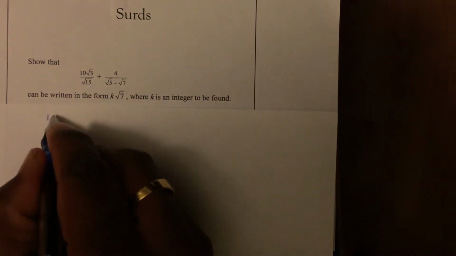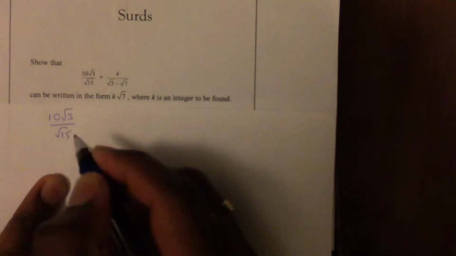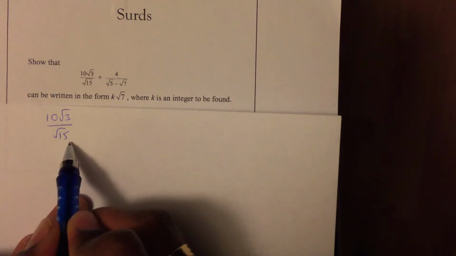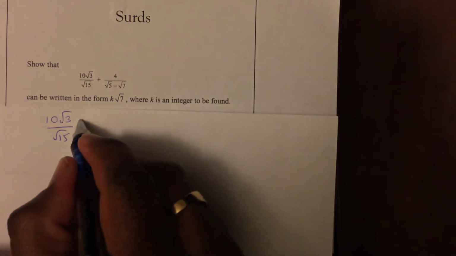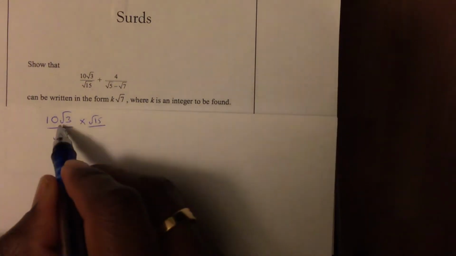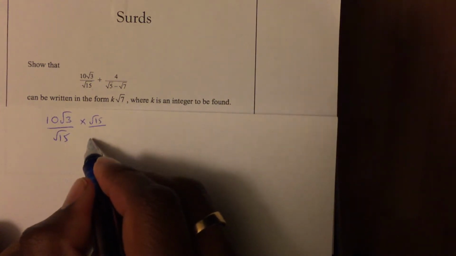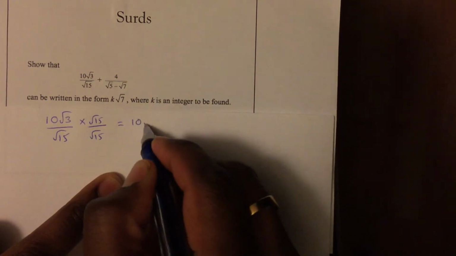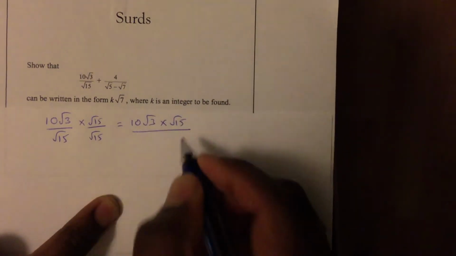Okay, so we have our first term, which is 10 times square root of 3 divided by square root of 15. What we need to do here, we need to get rid of the surd in the denominator. This is what we call rationalization. So to rationalize this term, we need to multiply by the denominator itself, which is square root of 15. So we have the numerator multiplied by square root of 15, and the denominator multiplied by square root of 15 as well. So we have 10 times square root of 3 times square root of 15.